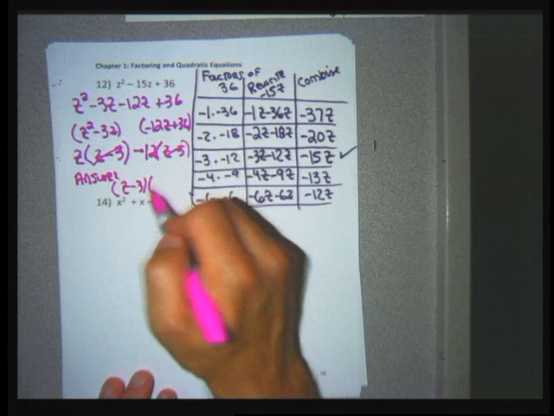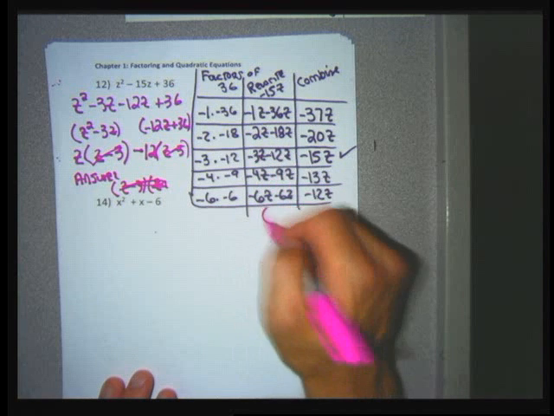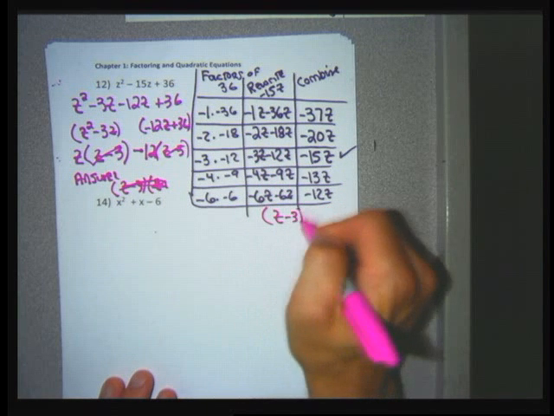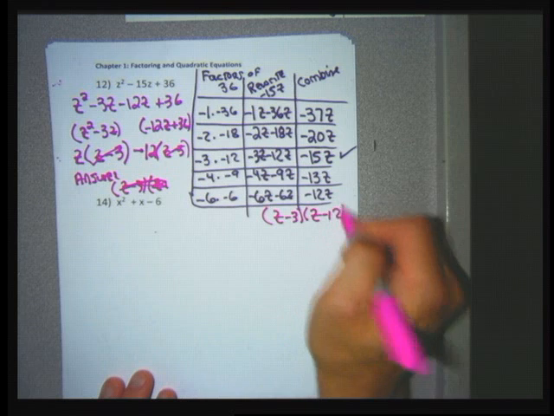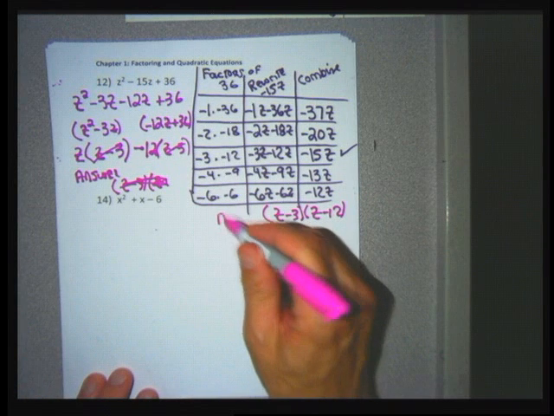I'm left with a z minus 12. I could actually write that. So this should be z minus 3 times z minus 12. Again, I could check this, but I won't check it. So this is the answer to problem 12.